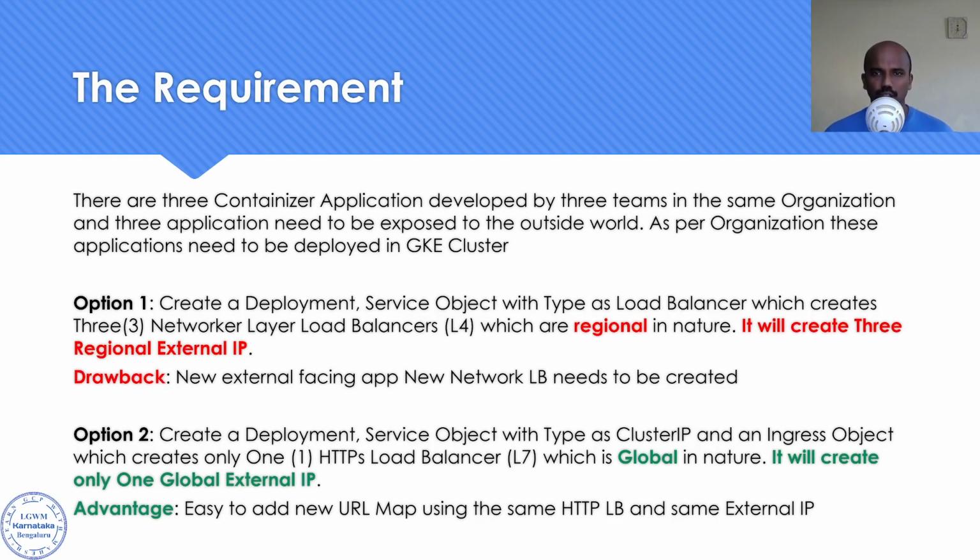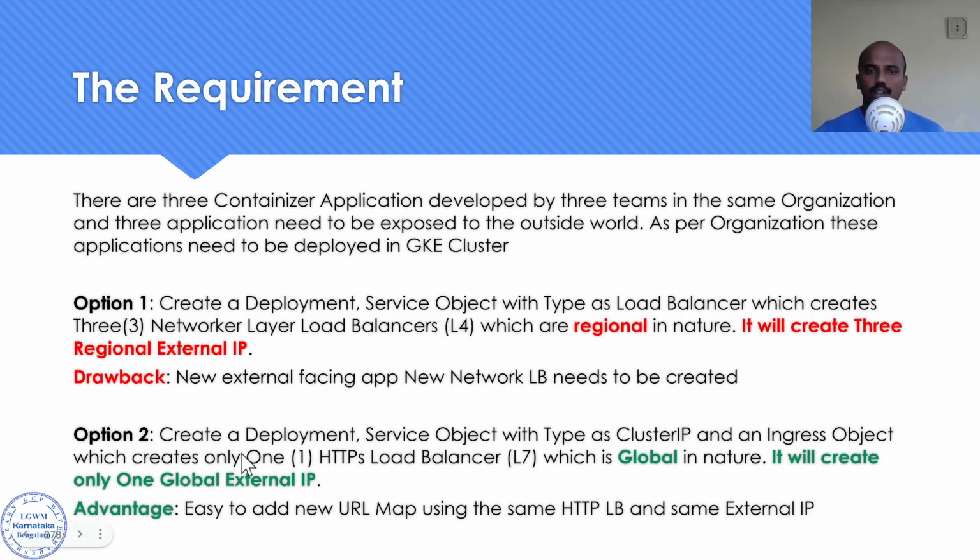Now the biggest drawback of option number 1 is, tomorrow a 4th application comes and they want similar stuff. I'm going to create one more load balancer. Now these external IPs are going to keep on increasing. This is the biggest drawback, and the load balancer which we are going to use is a regional load balancer. Okay, that's a drawback.